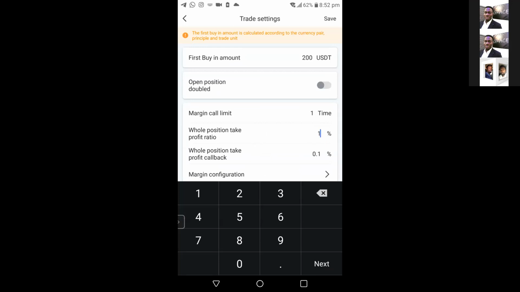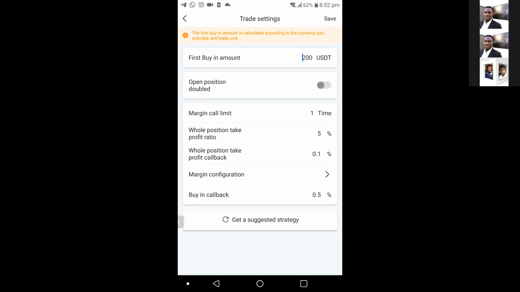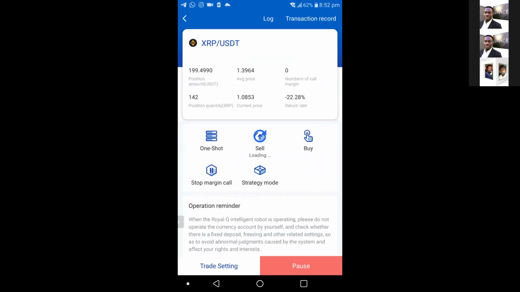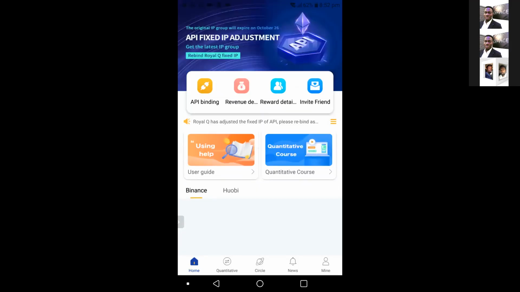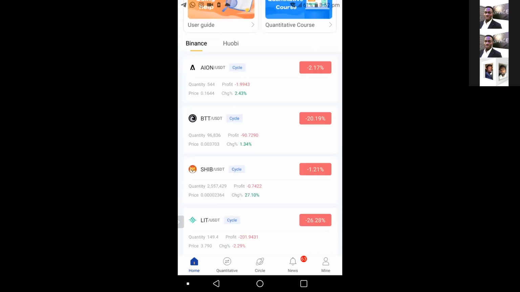For instance, now if someone wants to start this Royal Q with, let's say, $1,000, what is the amount you can use for each trade? What amount can you advise is the minimum that someone can use for each trade, if I'm going to set $1,000?